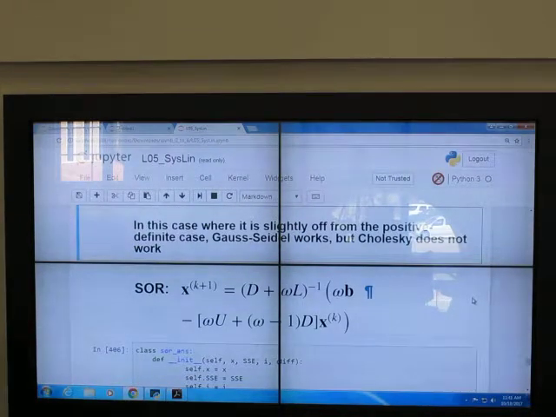In the case where it is slightly off from positive definite, the calculator works, but the quality does not work. So if it is positive definite, the calculator should work. If it is a little bit off from positive definite, the calculator can still work, because I tried and it worked.